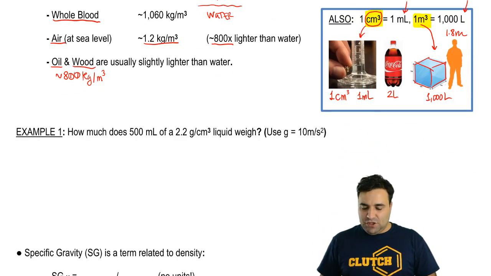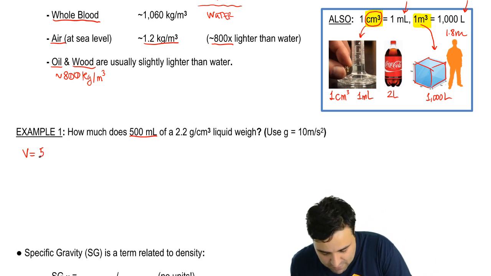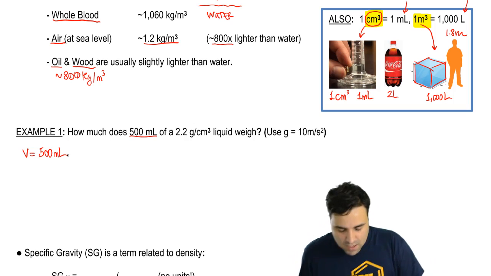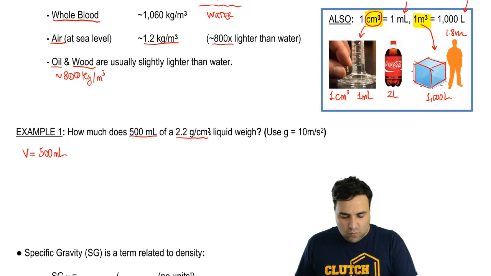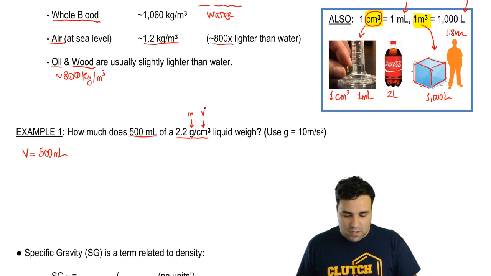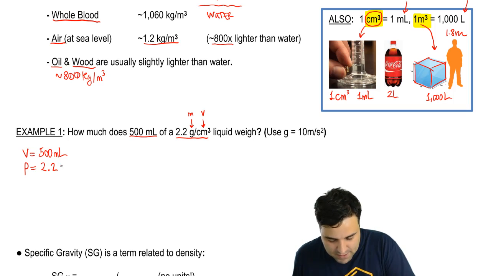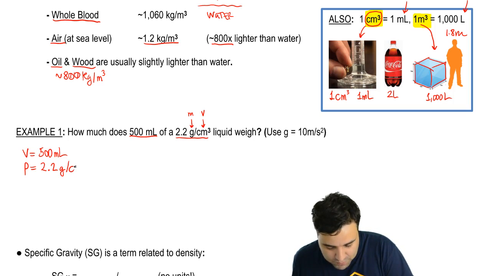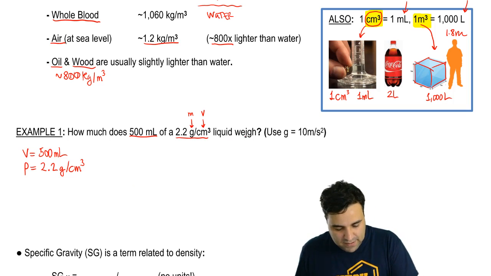Quick example. How much does 500 milliliters, that's a volume, so volume equals 500 milliliters of a 2.2 grams per cubic centimeter. So what is this? Well, this is a mass, and this is a volume. Mass over volume is our density. So the density, it didn't say density, you have to figure out by the units there. It's 2.2 grams per cubic centimeter. And I want to know how much does that liquid weigh.